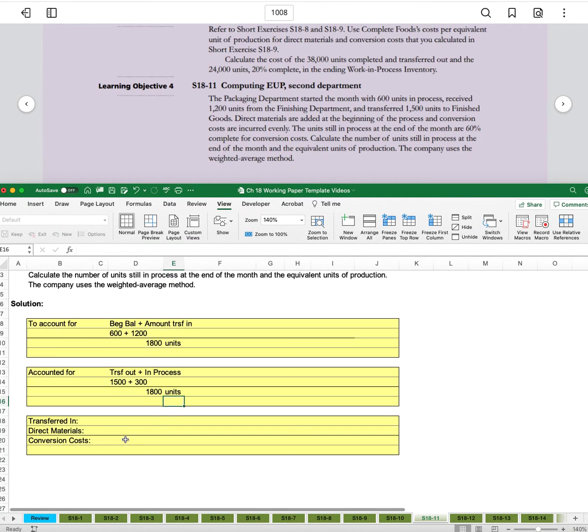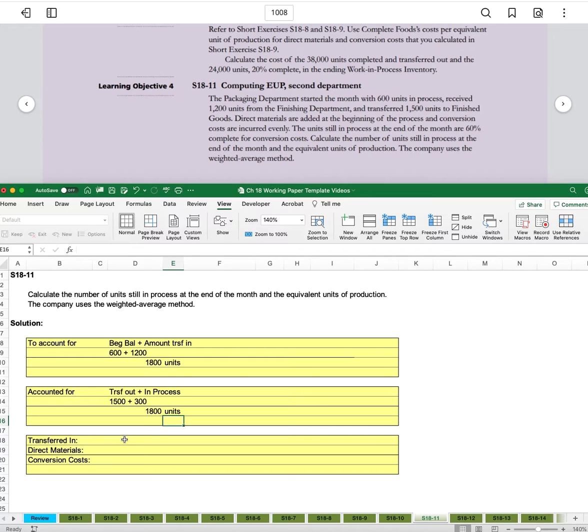So then we need to figure out the equivalent units of production for the transferred in, the direct materials, and the conversion costs. And the transferred in is always going to be at 100%. So we have the 1,500 times 100% plus our 300 units times 100%. And so that gives us 1,800 equivalent units of production.